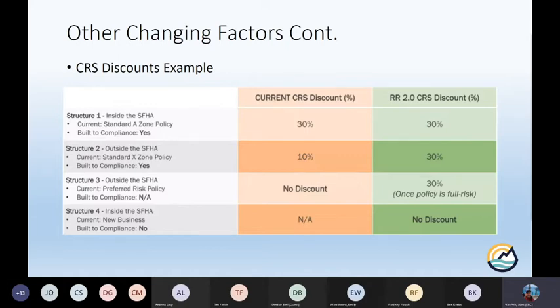The one I really want to draw your attention to is structure number 2. Right now, CRS Class 6, Class 4, 30% discount. For those outside the special flood hazard area, they are only getting 10%. Under Risk Rating 2.0, they're going to get the full 30% now. For preferred risk policies, since those are going away, they're going to be transitioned up to full risk. Once those PRP policies are paying the full risk rate, they're going to get the full 30% under Risk Rating 2.0. The other one is for non-compliant buildings.